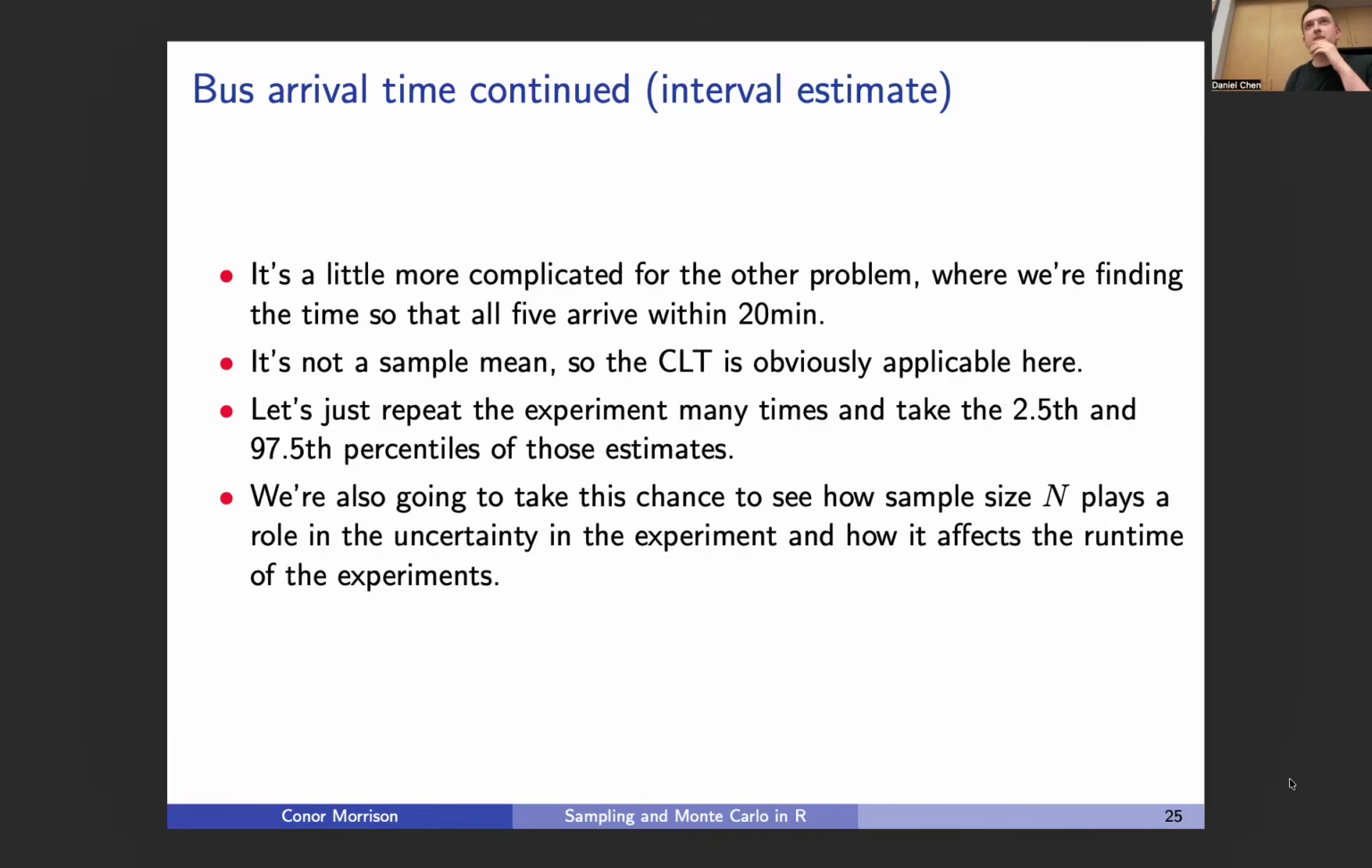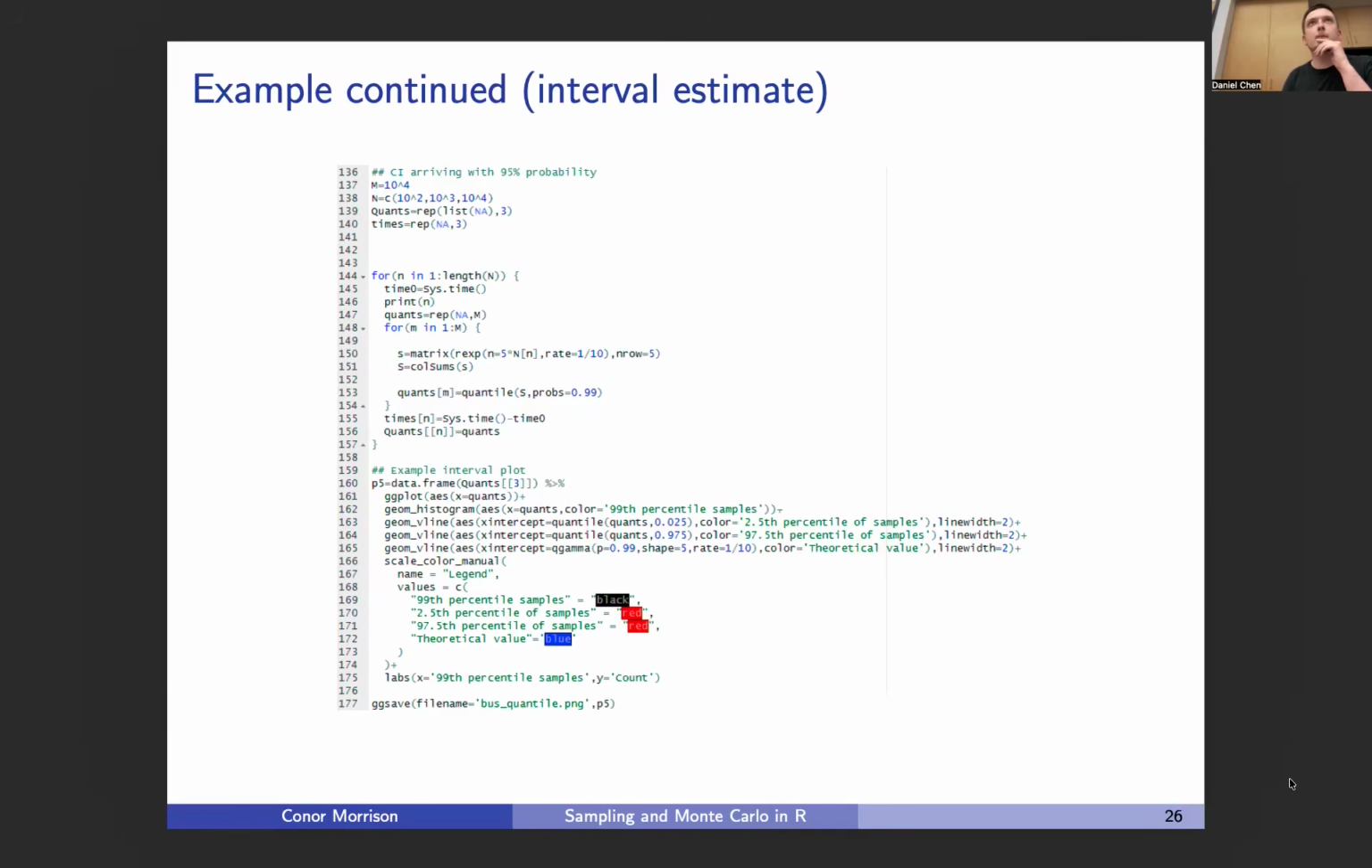And I'm going to shoehorn in something about sample size and runtime. So I'm actually going to repeat this experiment. Rather than doing a million sample size, I'm going to do 100, 1,000, and 10,000. And I'm going to see how long it takes to run this experiment because you'll see on the other end a shortcoming of Monte Carlo.